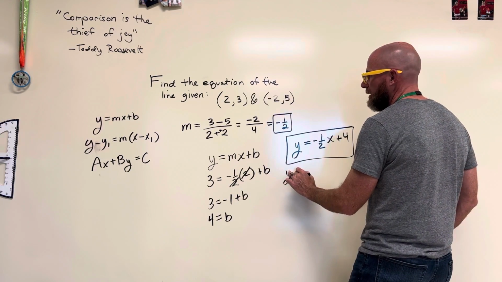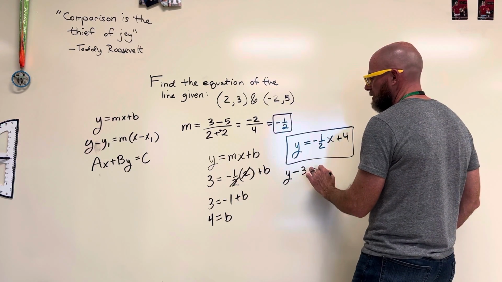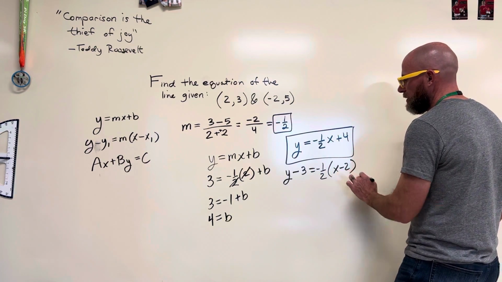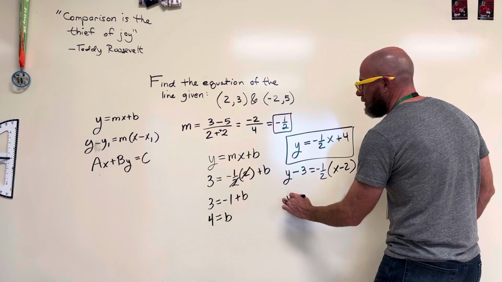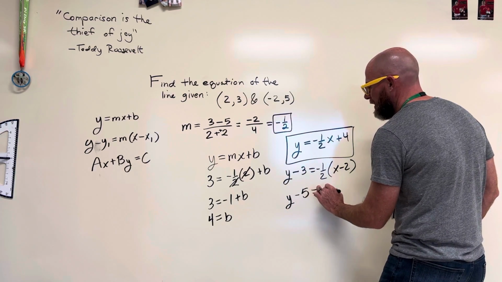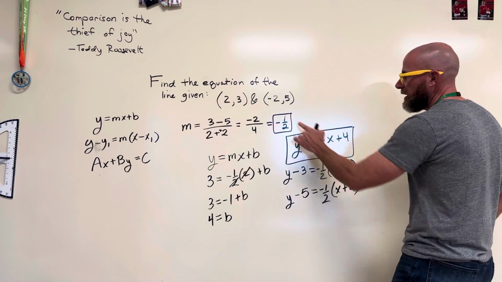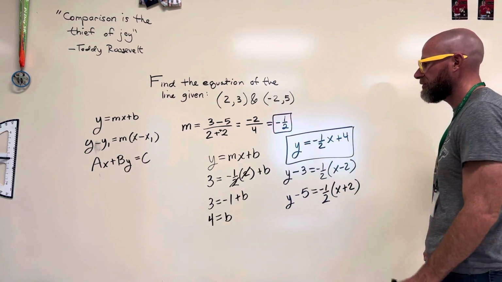If I wanted to quickly transition into point-slope form, I very easily could do that with y minus 3 equals -1/2 (x minus 2), or I could use the other point, y minus 5 equals -1/2 (x plus 2), because of the negative it switches signs.